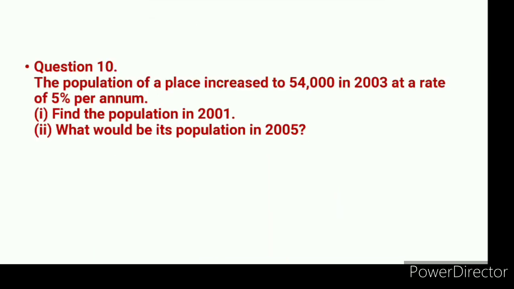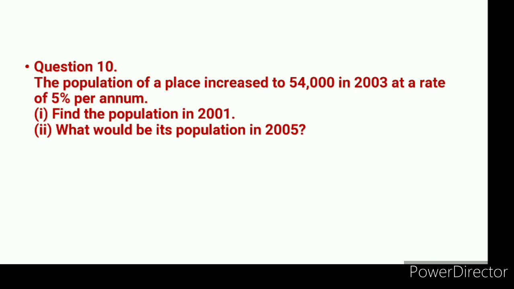Next question, question 10. The population of a place increased to 54,000 in 2003 at a rate of 5% per annum. Find the population in 2001. What would be its population in 2005?